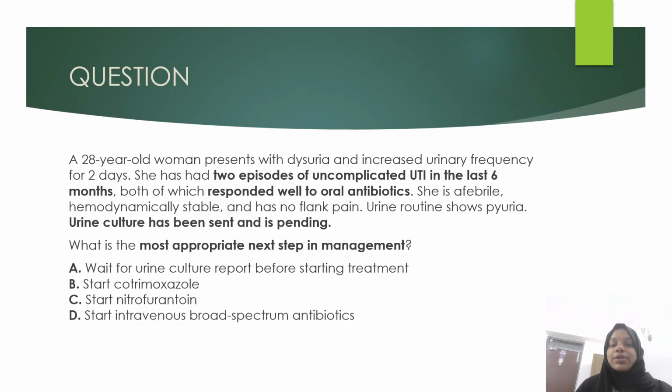A 28-year-old woman presents with dysuria and increased urinary frequency for 2 days, with 2 episodes of uncomplicated UTI in the last 6 months, both of which responded well to oral antibiotics. She's afebrile, hemodynamically stable, no flank pain, urine shows pyuria, urine culture has been sent and is pending. So this is a clear case of uncomplicated UTI. She had recurrent UTI, but they all responded well to oral antibiotics. So now what is the management? Do you wait for the urine culture report before starting treatment, or do you start cotrimoxazole or nitrofurantoin or IV antibiotics?